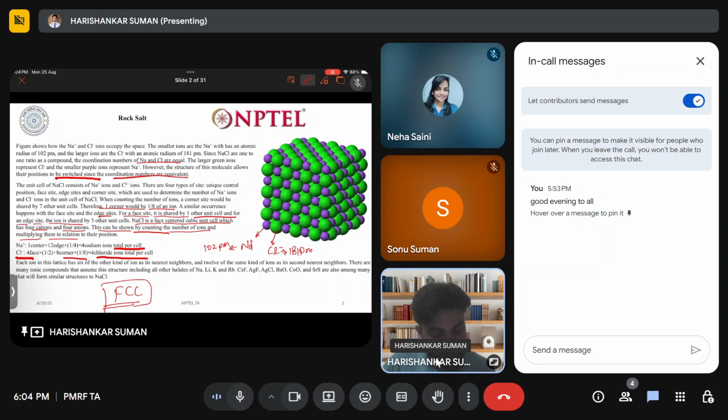Each ion in the lattice has 6 ions of the other kind as nearest neighbors. So that's why the coordination number is 6. And there are 12 ions of the same kind as second nearest neighbors. There are many ionic compounds that assume this structure, including halides of Na, lithium, K and Rb, and oxides like MgO, CaO, and SrS. They form a structure similar to NaCl. Okay, this is the NaCl type structure.